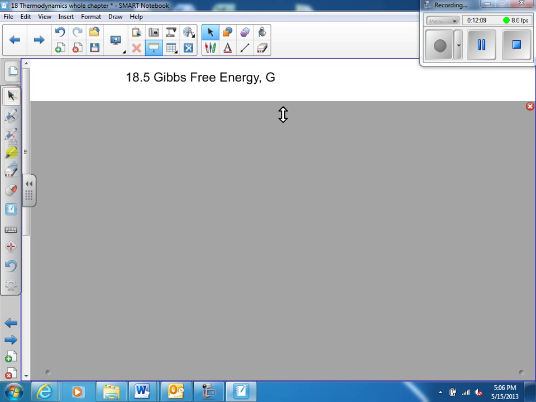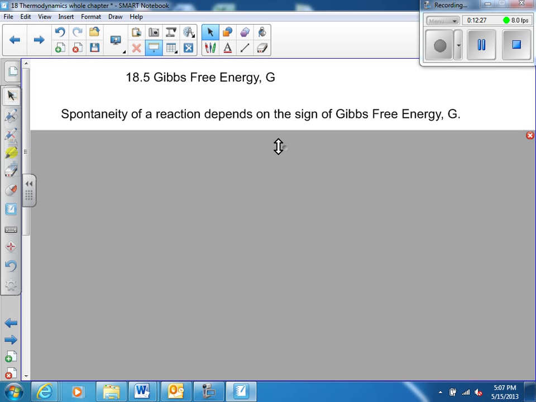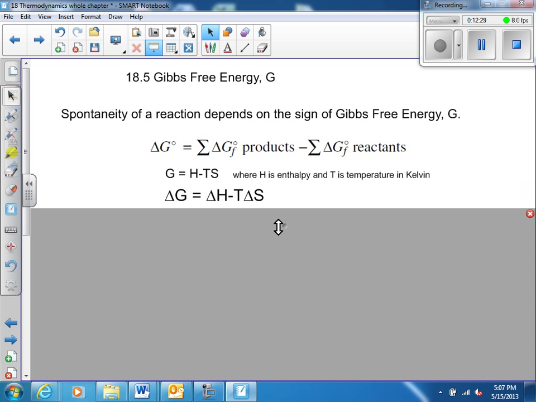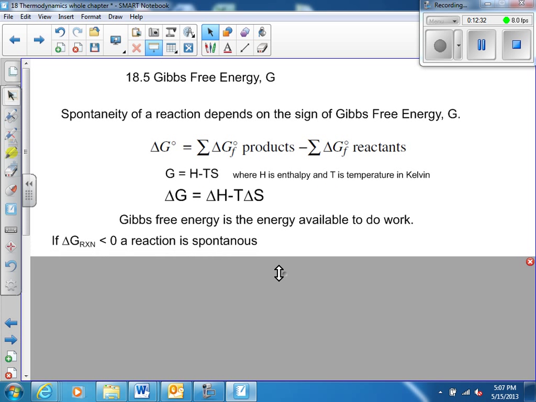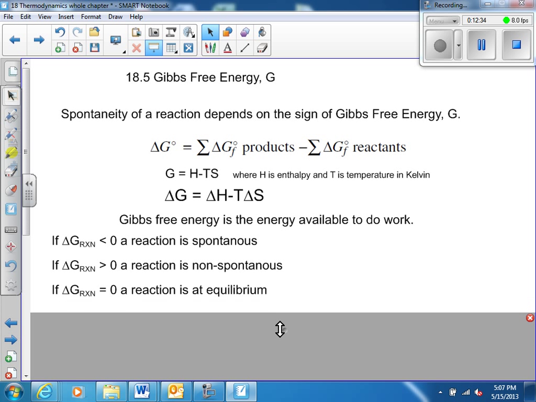Okay, done with entropy for the moment. On to Gibbs free energy, G. Gibbs free energy is a measure of how much work a reaction can do, and it tells you if a reaction is spontaneous or not. You're going to see a whole lot of stuff now on Gibbs free energy. Gibbs was a famous chemist and physicist who did work on spontaneity and reactions. Here's a summary of all of this.